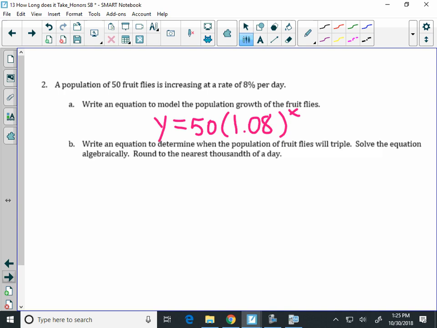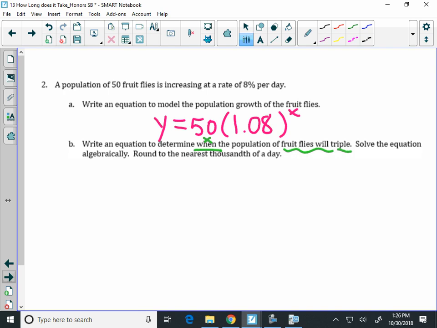The next part is not hard, but we haven't had the wording like this before in B. It says write an equation to determine when, now when is time. What variable is measuring time here? X is. So we're going to solve for x here. Okay, that helps us in a minute. When will the population of fruit flies triple? Okay. Then solve the equation. Now, how many fruit flies did you start with? 50. What's the triple of 50? 150. So my goal is to figure out how long until there are 150 fruit flies.